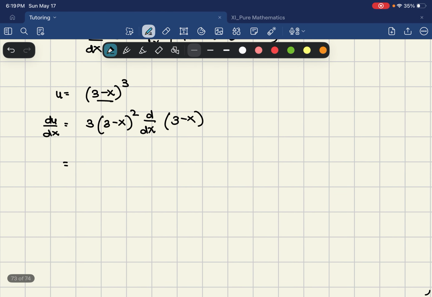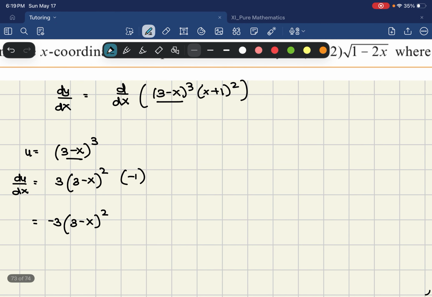So if you simplify, you're going to get negative 1 here, actually. So minus 3 minus x squared. That is going to be your answer here. And v is just x plus 1 squared. You're going to get dv by dx. It's going to be 2x plus 1. You have to differentiate it, and this gives you a positive 1, so I don't care. 2x plus 1.